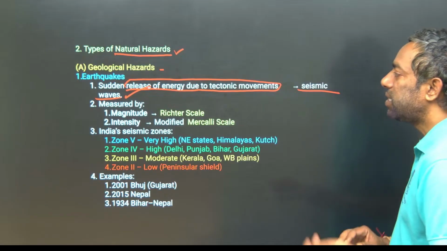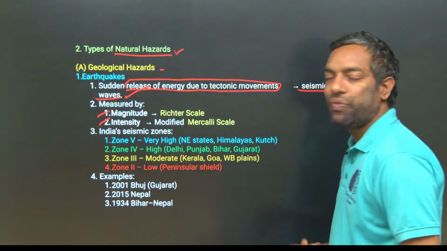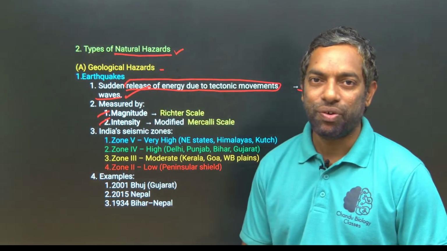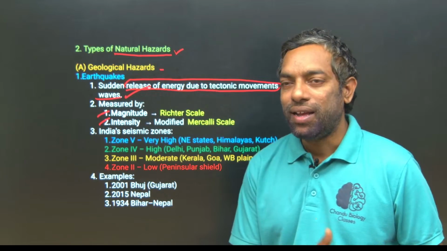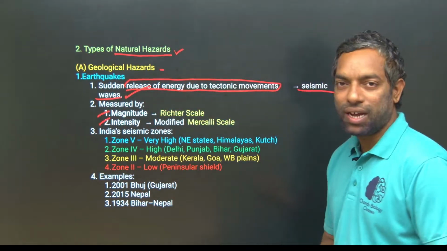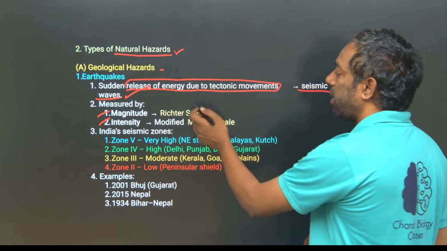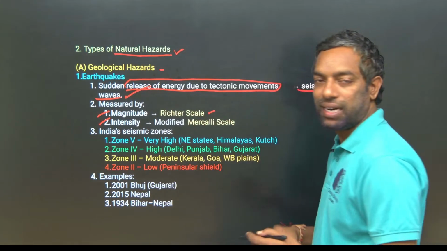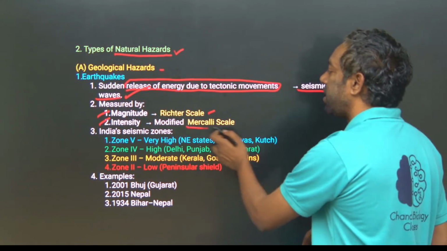It is measured by the magnitude and intensity. Two ways it can be measured: how much magnitude the earthquake had, and how much intensity. Magnitude we can measure with the Richter scale guys. Intensity is measured by the Mercalli scale.